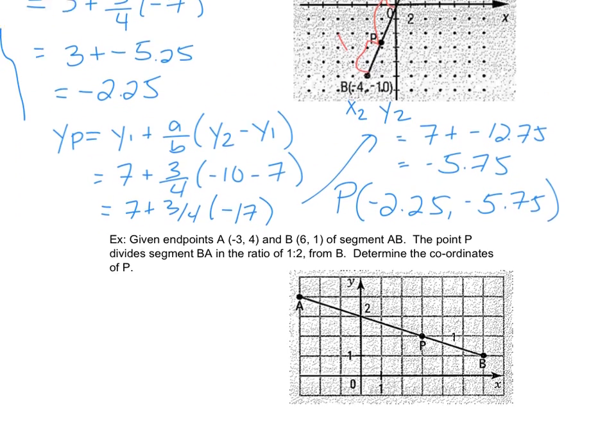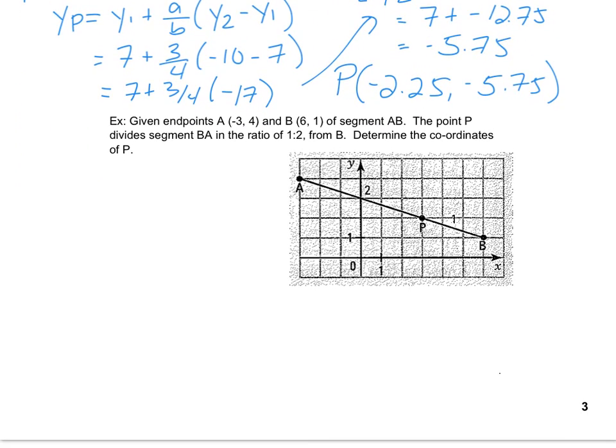Let's take a look at this last example. I'm going to start it for you, and I'm going to ask you to finish it on your own. So I'm going to read the problem and label my diagram at the same time. So I'm given endpoint A, which is (-3, 4). So I'm going to label my A (-3, 4), and B, which is (6, 1), of segment AB.